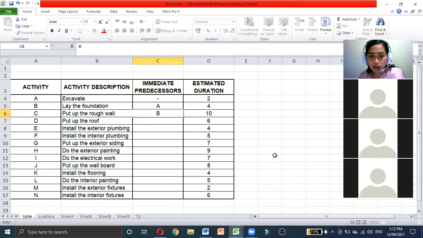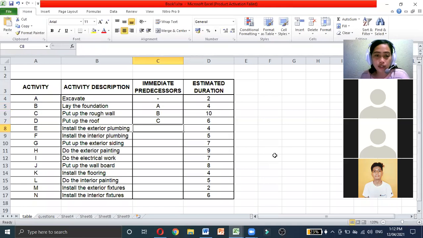Okay, next. Put up the roof. C. Okay, C. How about install the exterior plumbing? Which activity does it need before it can start? C.